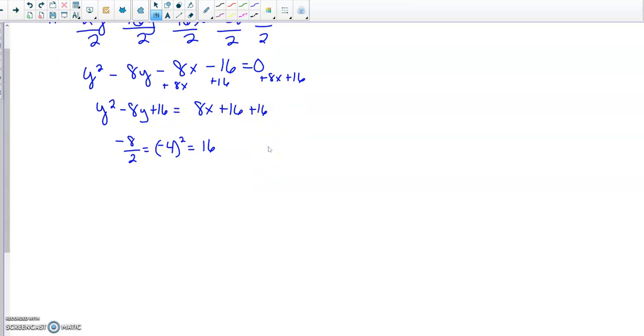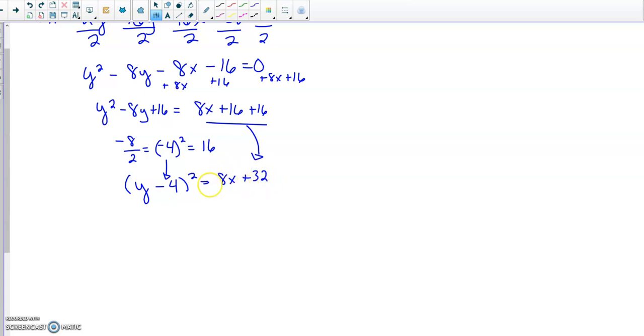Let me just scoot this up a little bit. Okay, so now we're going to do that thing I like to call fake factoring. So this will be y minus 4 squared equals, now I'm going to move this down here, so we get 8x, and then 16 plus 16 is 32.